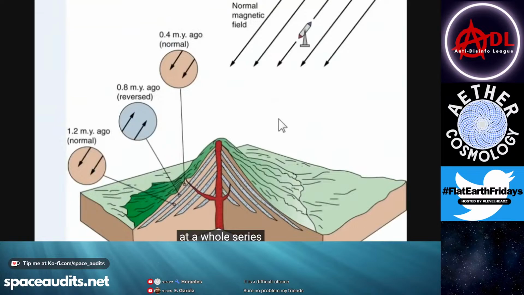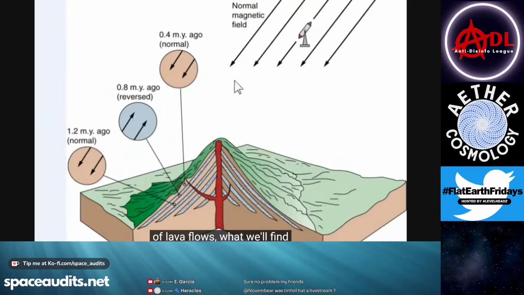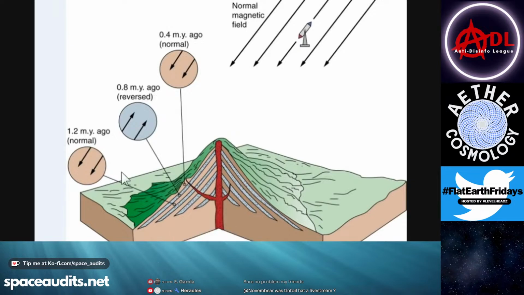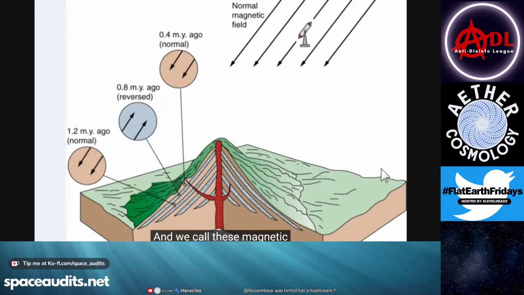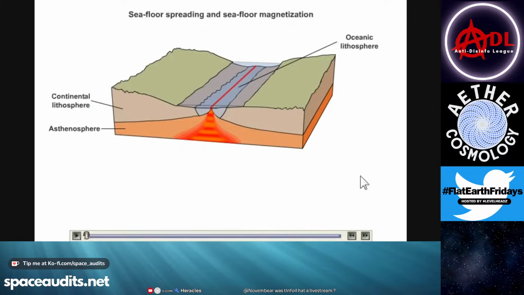So if we go look at a whole series of lava flows, what we'll find if we sample through the lava layers into older and older layers, we'll find some layers that are oriented with the magnetic field, say, like today, and other layers, older layers that are reversed, and then still older layers that are like today. So through geologic time, the Earth's magnetic field flips back and forth, and we call these magnetic polarity reversals. Now, the way that this all relates to seafloor spreading can be realized by remembering that lava is pouring out of the Earth at mid-ocean ridges.